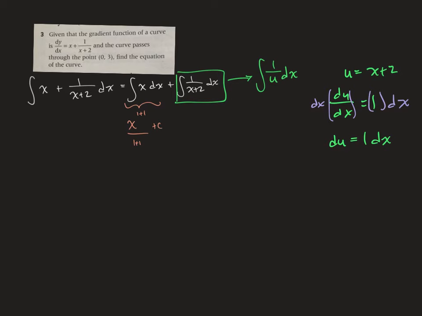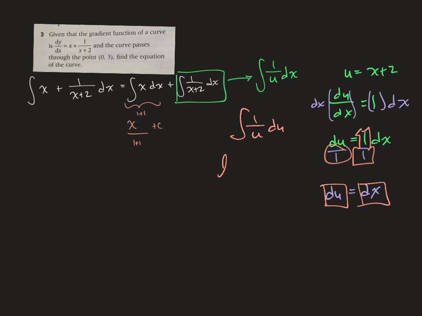And then if I divided by 1, I would just get du is the same thing as dx, because here I have a 1, and dividing by 1 doesn't really change anything. So in this case, I can literally just swap out du and dx. So I can just say this is the integral of 1 over u du, where I literally just swap du and dx. And so I'd get the natural log of u, which is x plus 2, plus c.